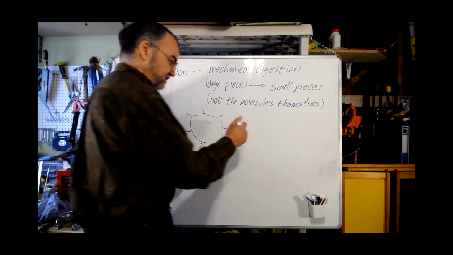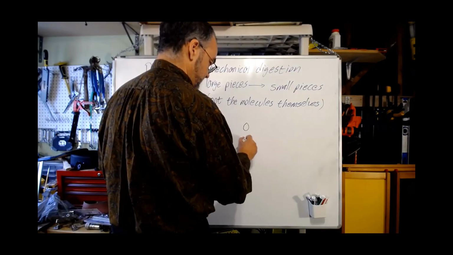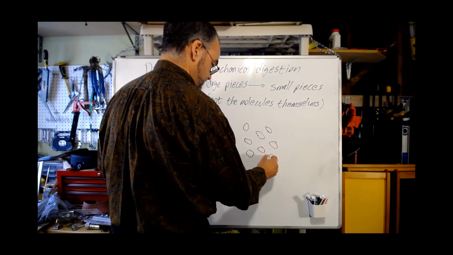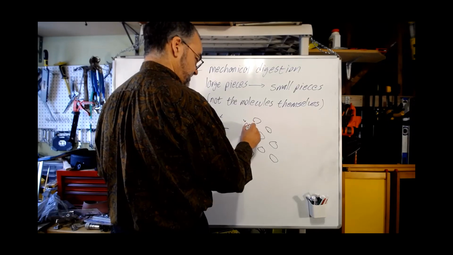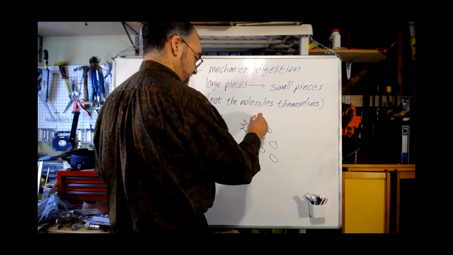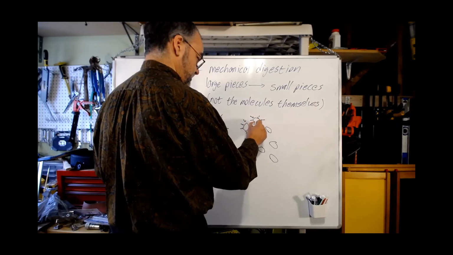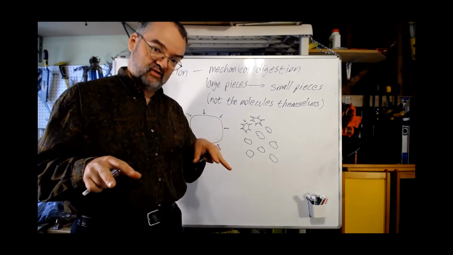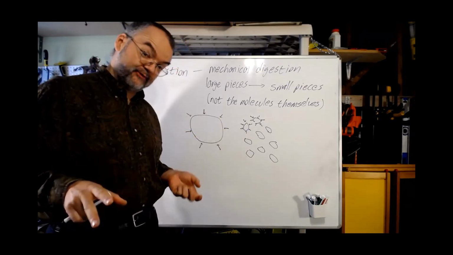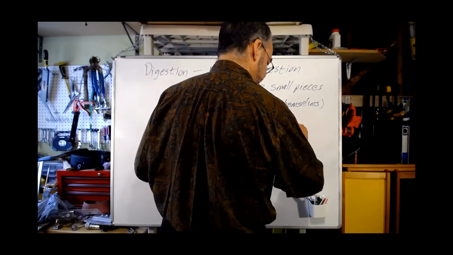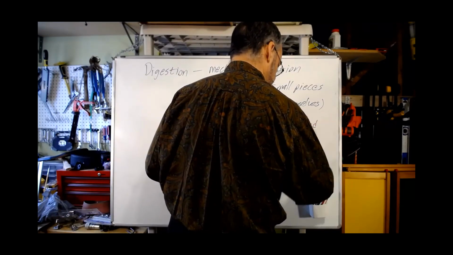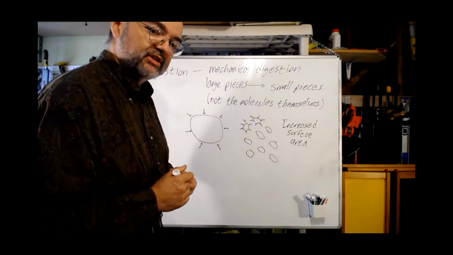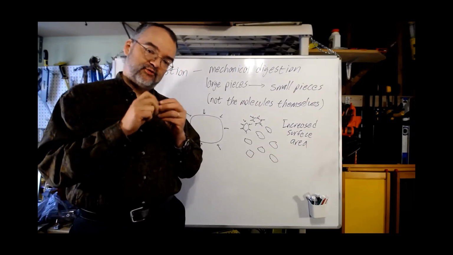But if I take this large chunk and break it into many small chunks by physical, mechanical digestion, notice now my enzymes have a lot more space to work. I'm not going to draw that in on all of them, but you can see that the enzymes now have a lot more places where they can work on these molecules. In other words, I've increased the surface area a lot.